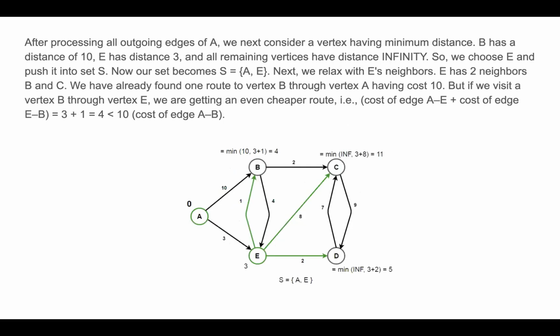What is there in the next? After processing all outgoing edges of A, we next consider a vertex having minimum distance. B has a distance of 10 and E has a distance of 3. Okay. And all remaining vertices have distance infinity. So we choose E and push it into set S. Okay.